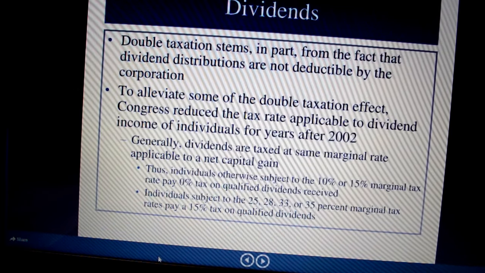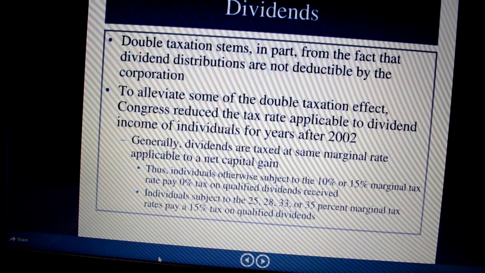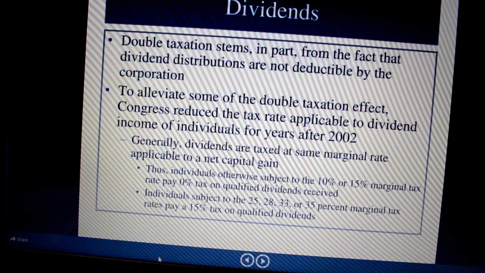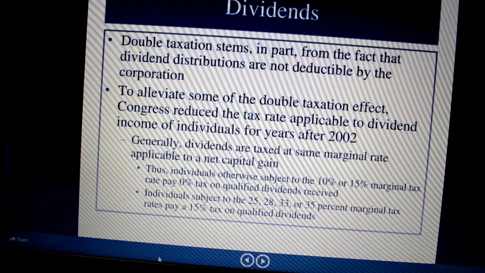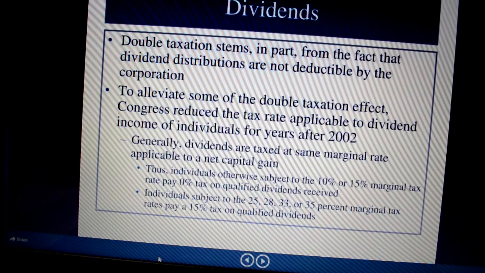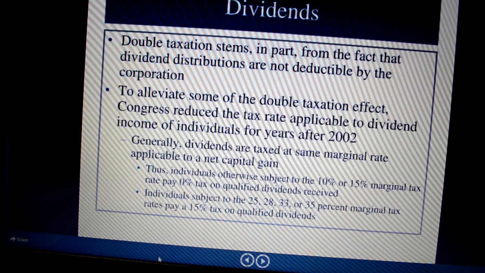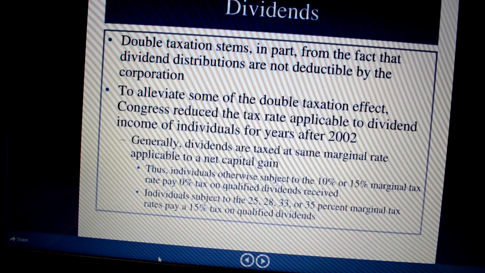As noted earlier, the income of the C corporation is subject to double taxation, which stems in part from the fact that dividend distributions are not deductible by the corporation. Shareholders of closely held corporations frequently attempt to circumvent this disallowance by disguising the dividend distribution as some other purported transaction. One of the more common ways of disguising dividend distribution is to pay excessive compensation to shareholder employees of closely held corporations.